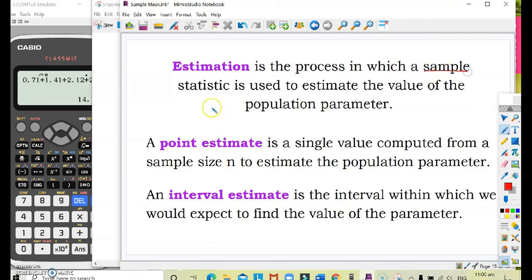From the sample, we get a sample statistic. In that case, we have the mean and standard deviation. We solve for the sample statistic, and we use it to estimate the value of the population parameter. Another thing, a point estimate is a single value computed from the sample to estimate the population parameter. When we say a point estimate, it's a single value. An interval estimate is the interval within which we would expect to find the value of the parameter.